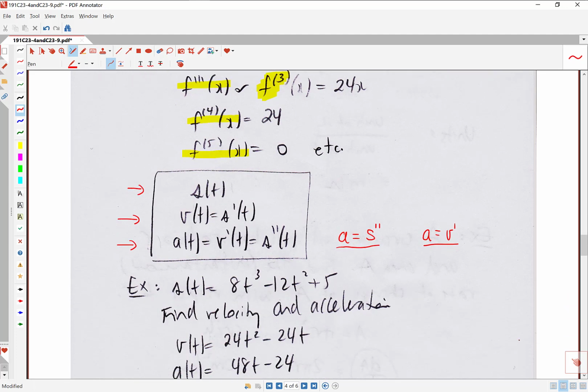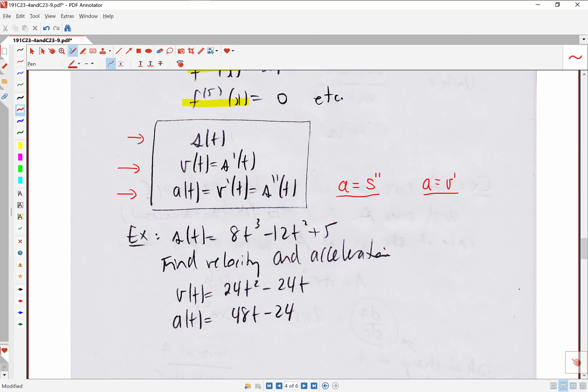So just to emphasize this, let's do a short example. Let's say someone gives us this displacement function here, s of t is equal to 8t cubed minus 12t squared plus 5, and we're going to find the velocity and the acceleration. So we'd say, okay, well, to find the velocity, we're just going to take the first derivative, 24t squared minus 24t, and then to find acceleration, you can call that a or a of t. Just take the derivative of velocity, so 48t minus 24.